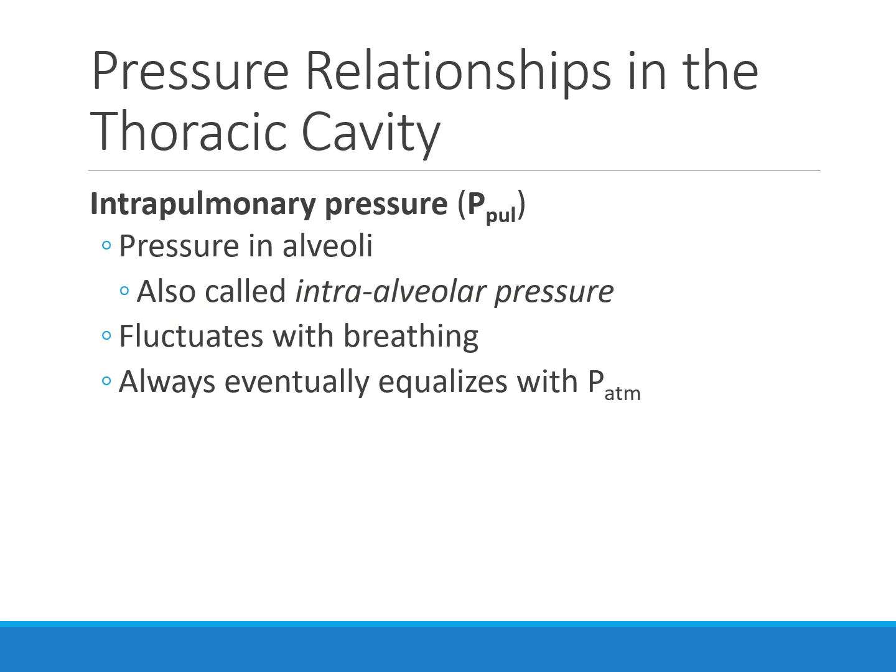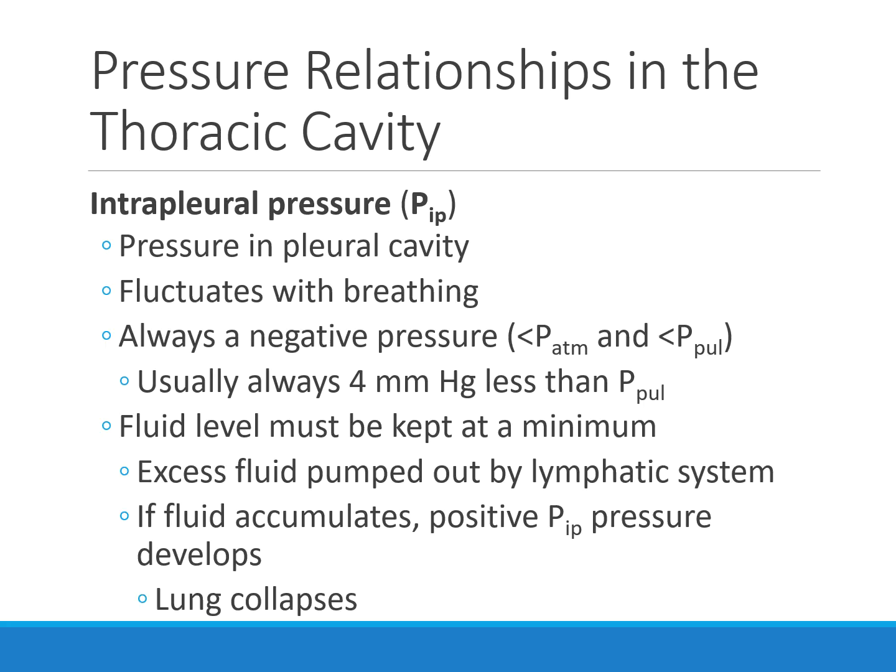We also have intrapulmonary pressure, which is the pressure in the alveoli, the little sacs at the lowest part of the respiratory tree. This is also referred to as intra-alveolar pressure. This fluctuates when you breathe, and it always eventually equalizes to that of the atmospheric pressure. We also have the intrapleural pressure, which is the PIP, which is the pressure in the pleural cavity. This fluctuates with breathing as well. It's always a negative pressure, so it's usually about 4 millimeters less than the pressure in the alveoli.